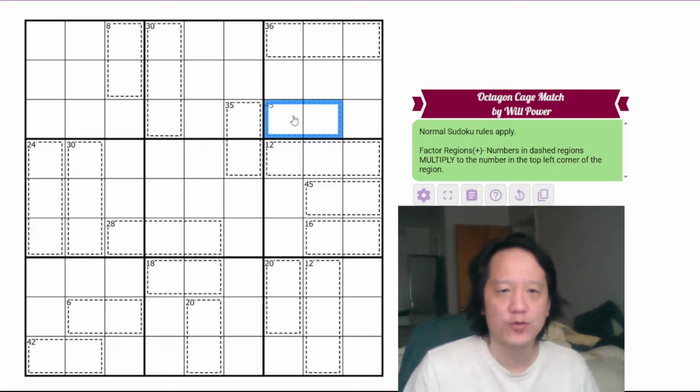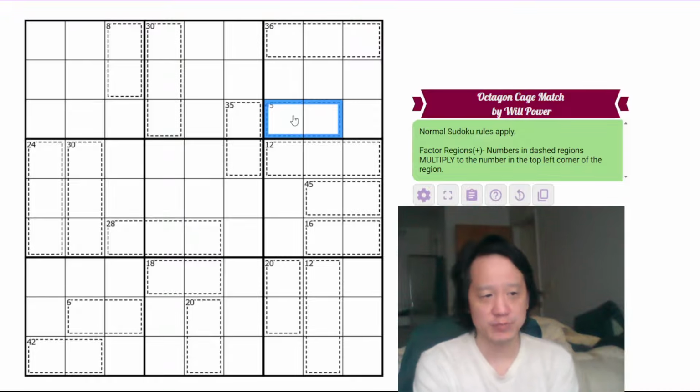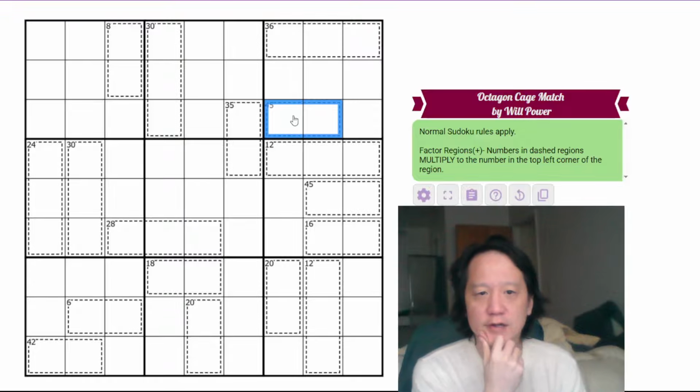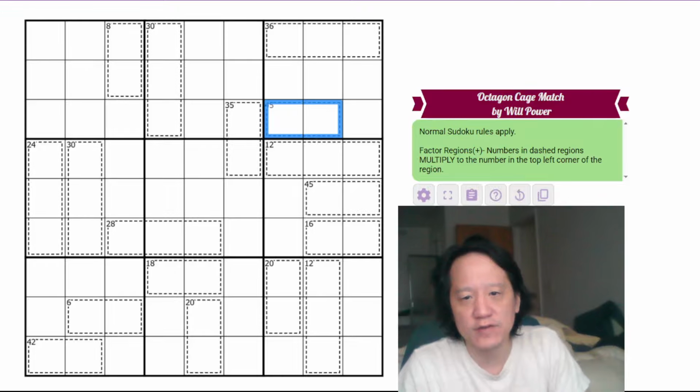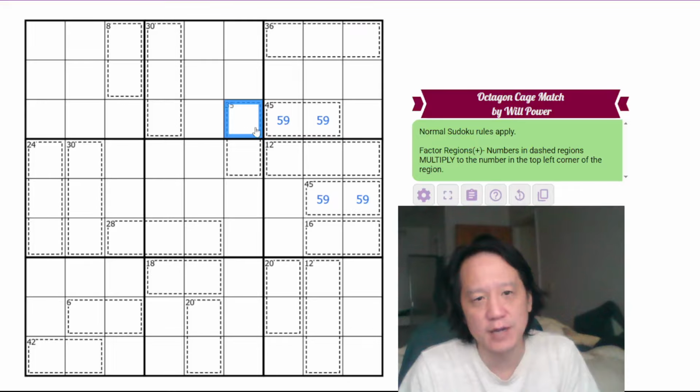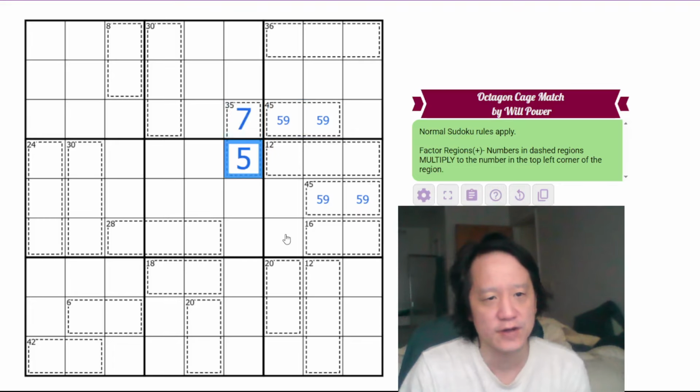Okay, we have 45. That means it must have a 5 in it, because it's divisible by 5. And it has to be 5 times 9. So this is a 5-9 pair. This is a 5-9 pair. We have two digits multiplying to 35. That has to be 5 and 7. And this can't be 5 because of the 5-9 pair in the row. So this is 7, which makes that 5.